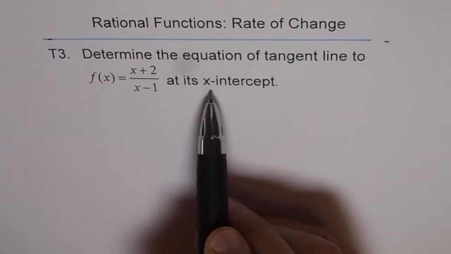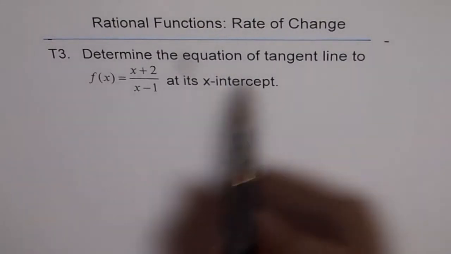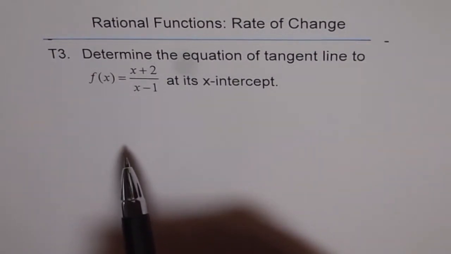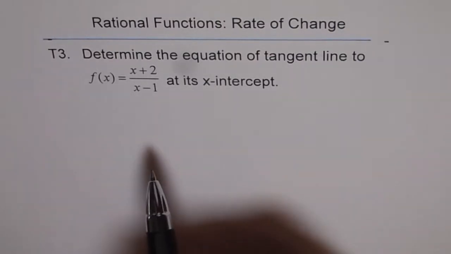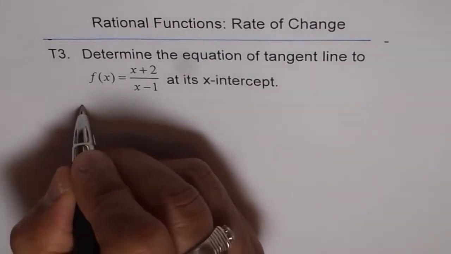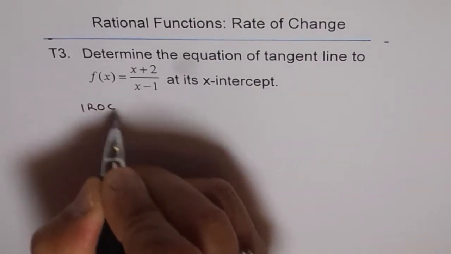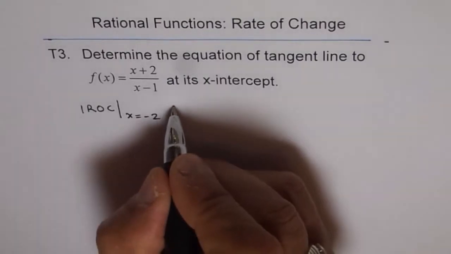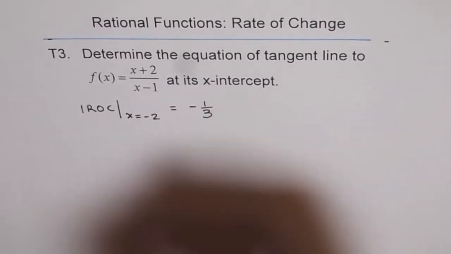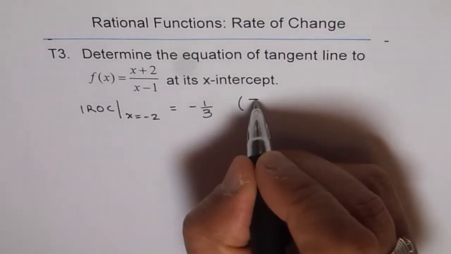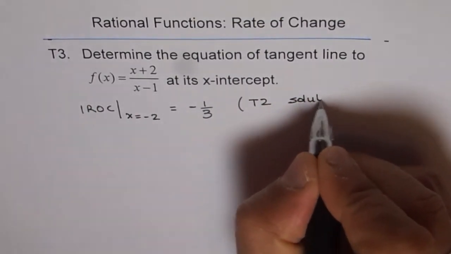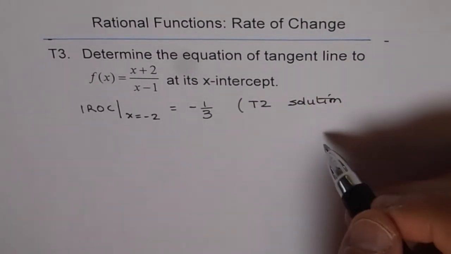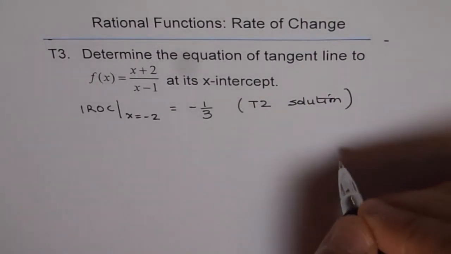1 at its x-intercept. Now, to find the equation of a tangent line at a given point, we need to know the slope at that point. T2 was all about that. In T2, we found the slope at the x-intercept, and we said the instantaneous rate of change at x equals minus 2, because the x-intercept is at minus 2, is equal to minus 1 over 3. So this is the result from the T2 solution. Okay, I'm writing here T2 solution. If you're not seeing that, I recommend you first see T1 then T2, because T2 utilizes a solution from T1. Okay, that's the point.